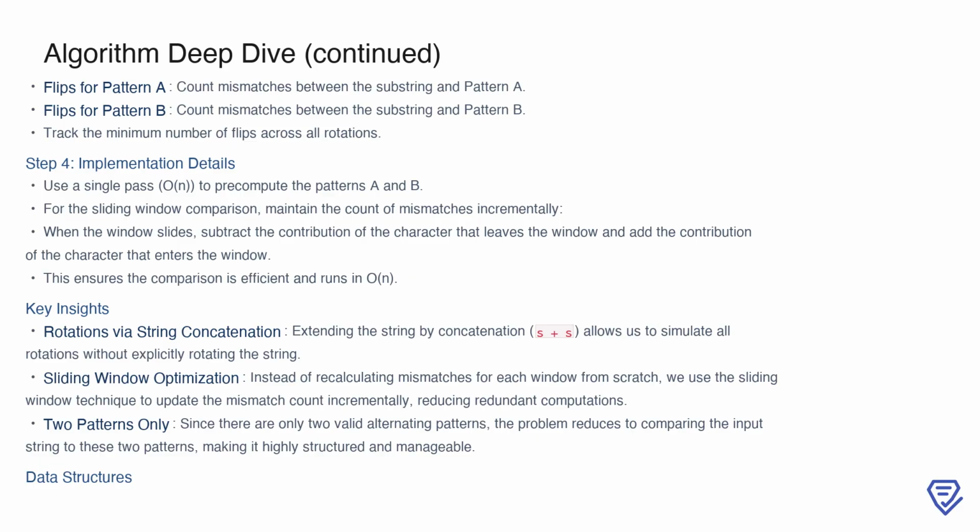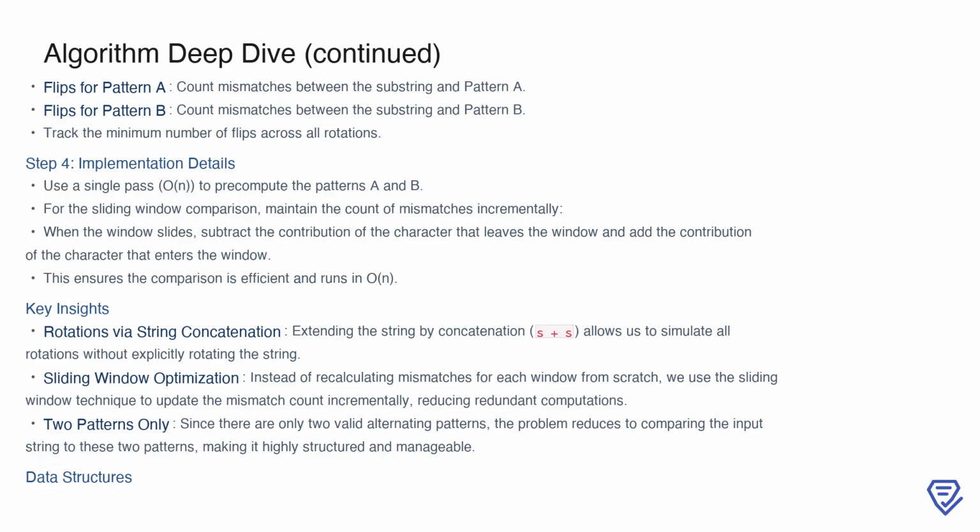When comparing substrings in the sliding window, we calculate the number of mismatches for each pattern. For pattern A, we count how many characters in the current substring differ from the corresponding characters in pattern A. Similarly, we count mismatches for pattern B. The goal is to find the minimum number of flips required to match either pattern across all possible rotations. To implement this efficiently, we pre-compute the two patterns in a single pass, which takes O(n) time.